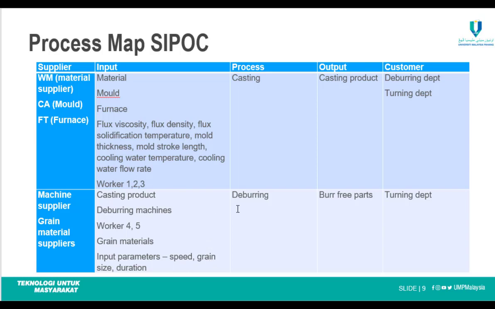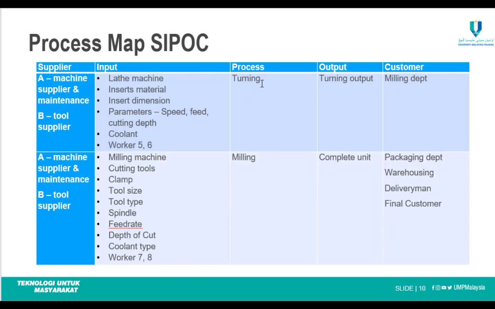Okay, then for the turning, we have a lot of inputs. For the milling also, we have a lot of inputs. The inputs for turning, for example, are the machine itself, the insert material, dimension, parameters that are used, coolant, and workers. Then for milling, we have cutting tool, clamp, tool size, tool type, spindle, feed rate, depth of cut, coolant type, workers, and so on. So these are all the inputs for a particular process.